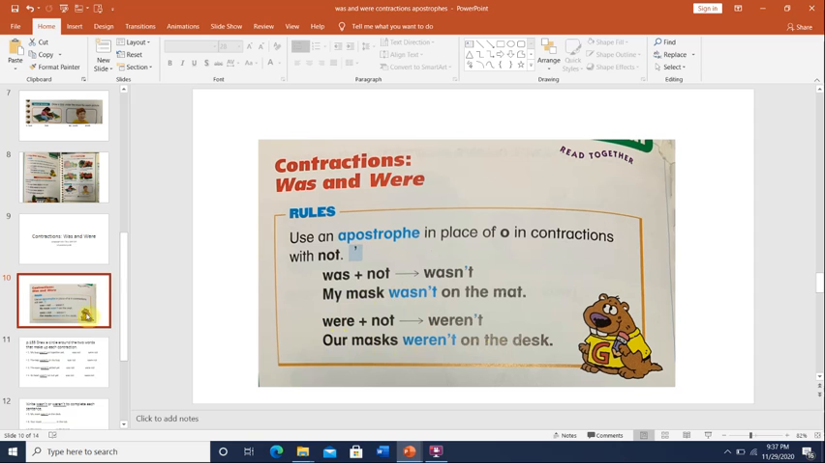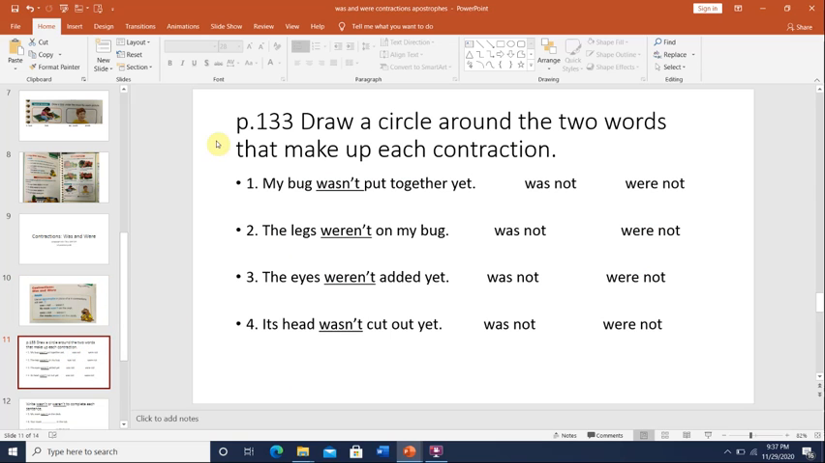All right? So what we're going to do now, we will read the sentences on page 133 and the contractions underlined. You will find which two words form this contraction. Okay, let's do number one again. But first get your textbook, stop the video and get your textbook so we can answer together.